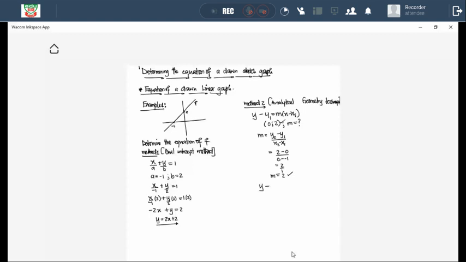So this will be y minus 2 equal to 2 in bracket x minus 0. So it's y minus 2 equal to 2x. y is equal to 2x plus 2. That would be the equation of a drawn straight line graph. You can see that with two methods, it agrees to the same answer. Okay, right. Let's go to the next session, where I'm going to be looking at what? Deducing or determining the equation of a drawn parabola.